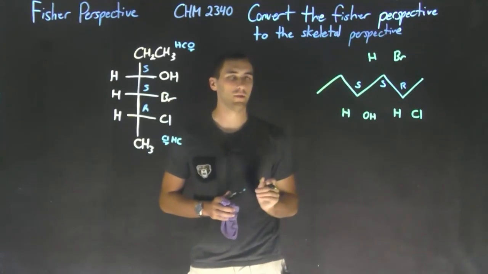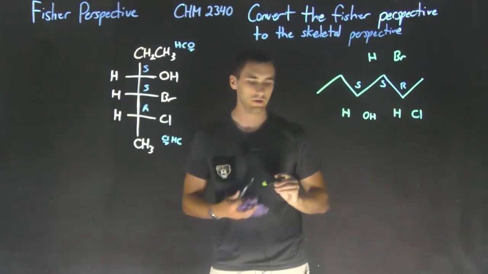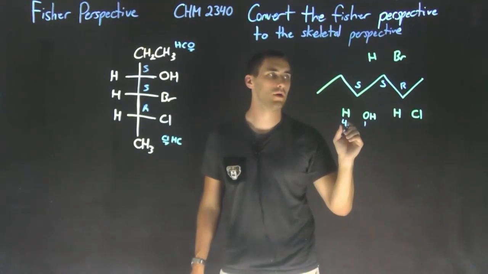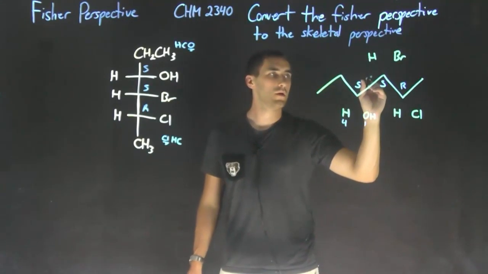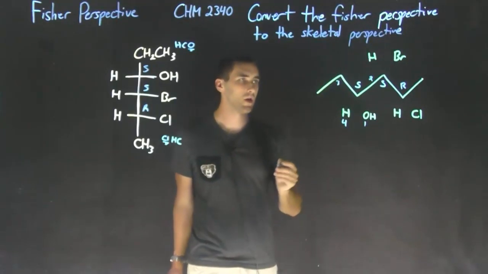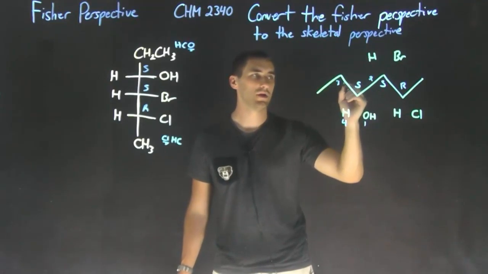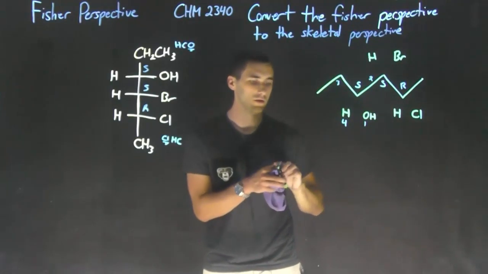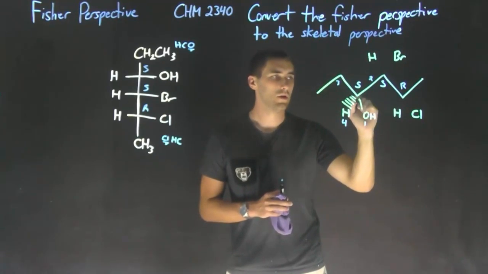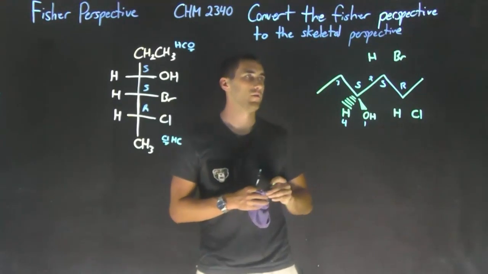If we look at it one carbon at a time, we have an S configuration here. And here are our priorities. So if we were to keep this the same, we would see a counterclockwise rotation. So we will put the hydrogen in the back.